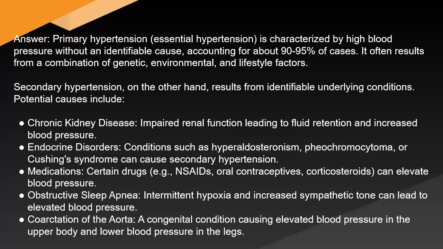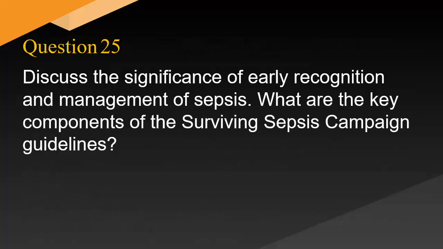Obstructive sleep apnea: intermittent hypoxia and increased sympathetic tone can lead to elevated blood pressure. Coarctation of the aorta, a congenital condition causing elevated blood pressure in the upper body and low blood pressure in the legs. Discuss the significance of early recognition and management of sepsis.